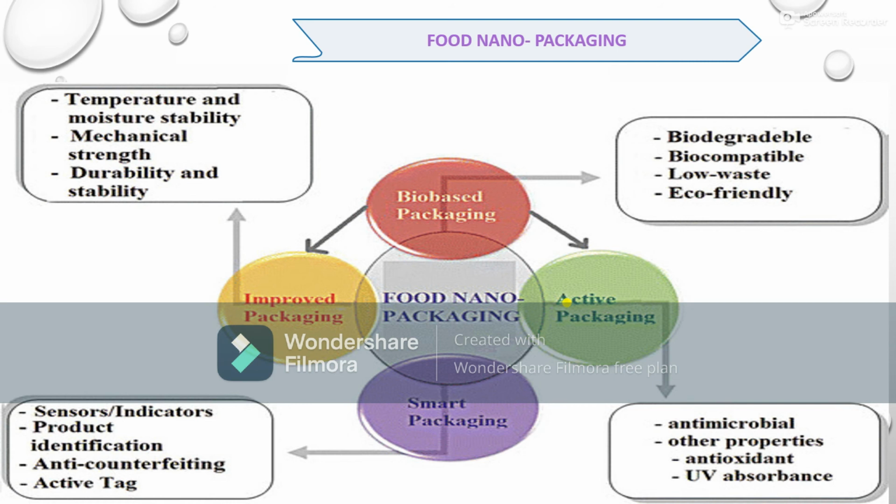This is the information about food nano packaging. It is categorized into bio-based packaging, improved packaging, active packaging, and smart packaging. Temperature and moisture stability, mechanical strength, and durability are the characteristic features of improved packaging. Whereas bio-based packaging is biodegradable, biocompatible, and low waste. Active packaging has the characteristic features of antimicrobial and antioxidant properties and UV absorbance. The features of smart packaging are sensory indicators, product identification, and anti-active tags.